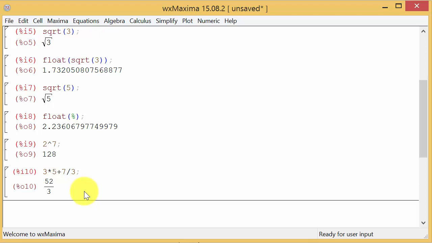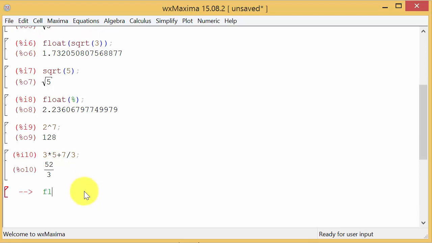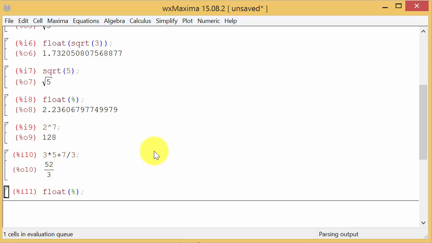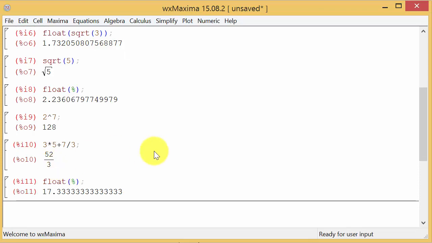If you wanted that in decimal, what would you do? You would type float, parenthesis, and then use the percent key to recall that 52 over 3. The percent is going to recall that value. Hit enter, and there it is in decimals.